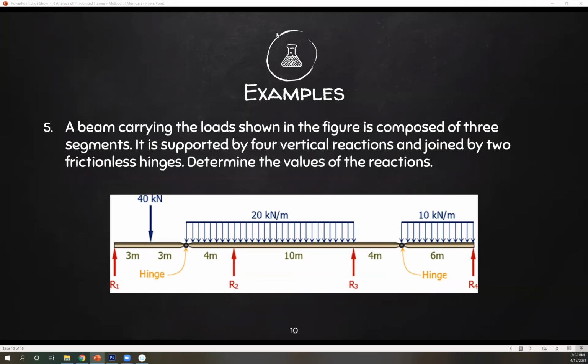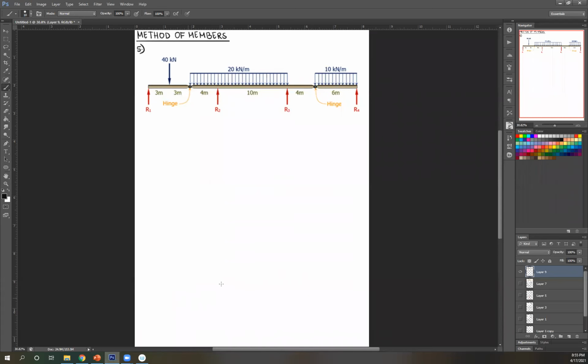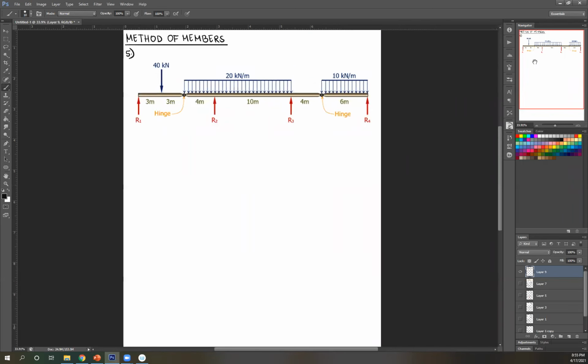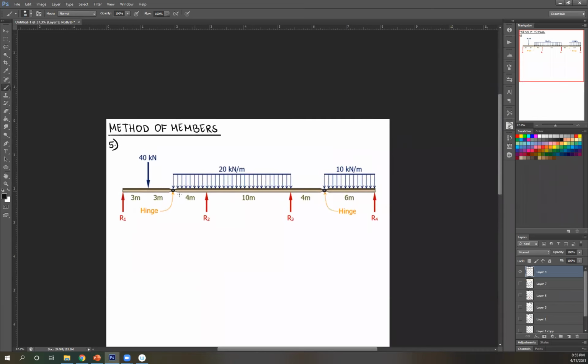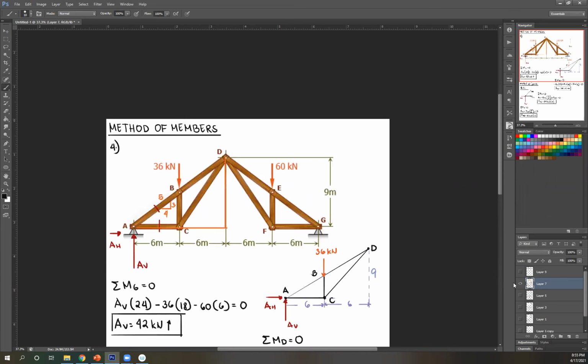Let's read. A beam carrying the load shown in the figure is composed of 3 segments. It is supported by 4 vertical reactions and joined by 2 frictionless hinges. Determine the values of the reactions. So pretty straightforward, we're just looking for reactions. And lucky for us, the reactions are already given. So these are what we're looking for. And then we have what we call your internal hinges. So what are those? So just think of it as the same as these things. Okay? So that means you can isolate the member between those hinges.